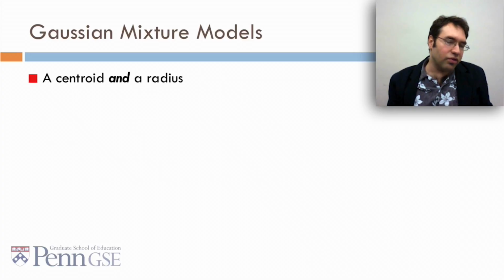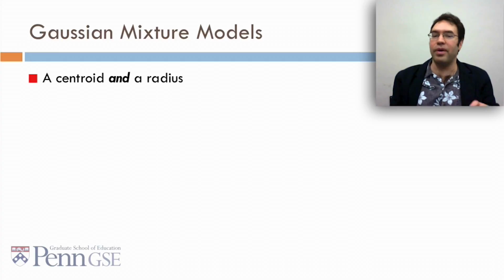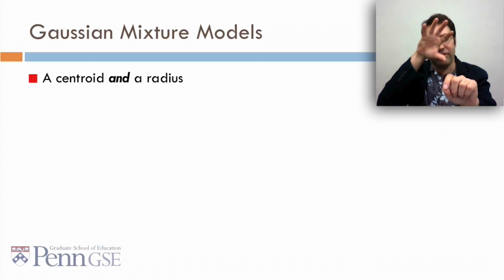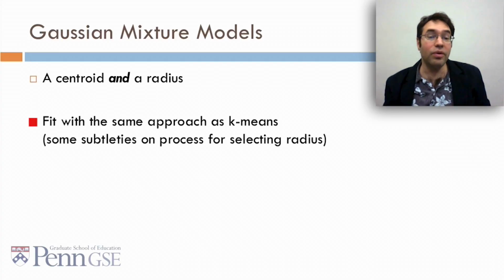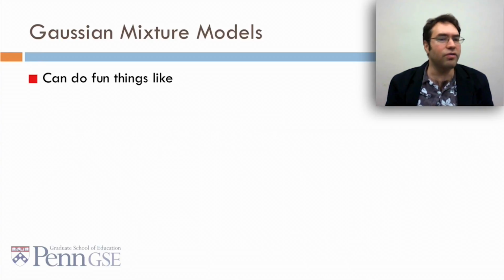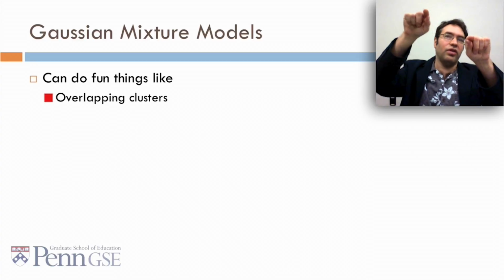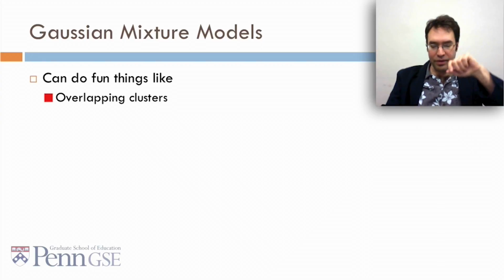With Gaussian mixture models, you have a centroid and a radius. So each cluster is depicted not just by its center, but by how big it is. And it's fit with the same approach as k-means, with some subtleties on the process for selecting that radius. And it can do fun things like overlapping clusters. If you have centers and radii, you can have overlap.